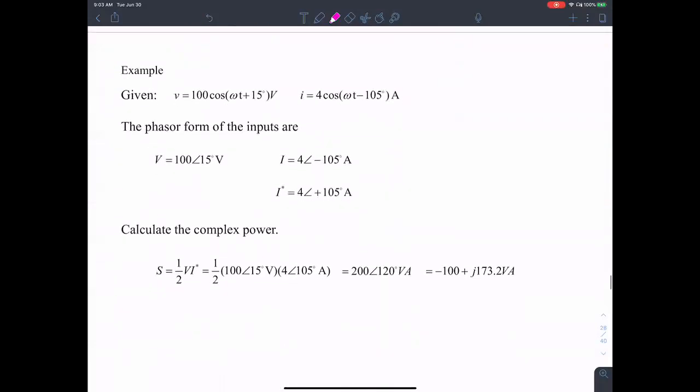So here is an example. The voltage is given, the current is given, similar to the last problem. This appears to be the exact same problem as we saw previously. Maybe not, doesn't matter. The idea is the phasor form of the inputs. V is 100 angle 15. The current is 4 angle negative 5, so the complex conjugate of this is 4 angle positive 105. Remember, we can use the complex conjugate to calculate the complex power.